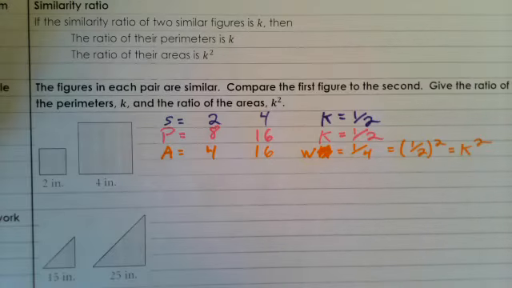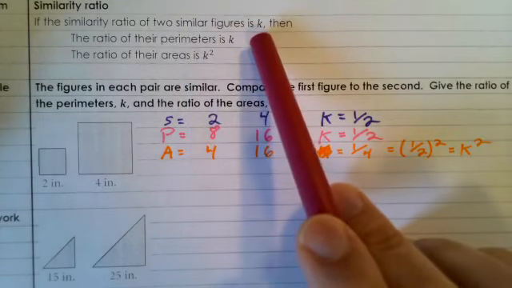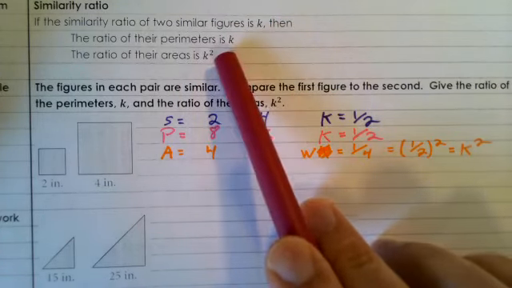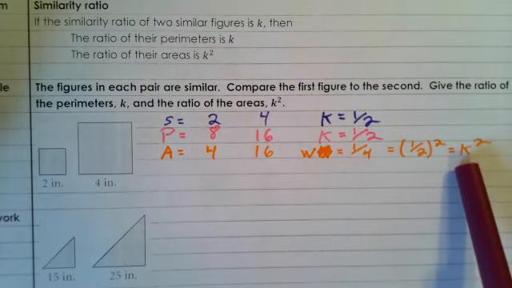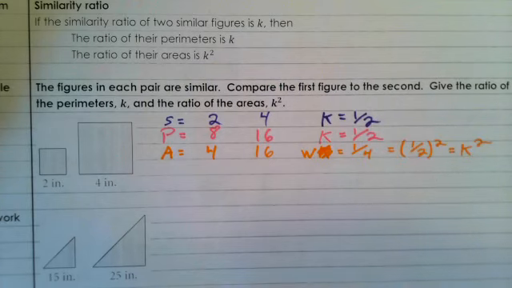And that is it for our video on similar perimeters and area. A reminder that for similar figures, the ratio is k. The perimeter is still k, and if you do the area, it just squares whatever you had for the sides of the perimeters.